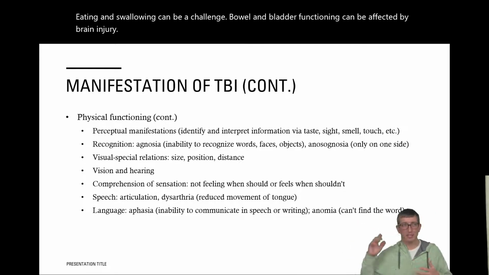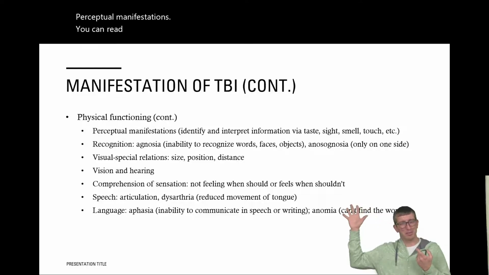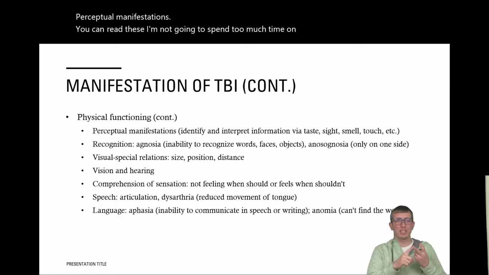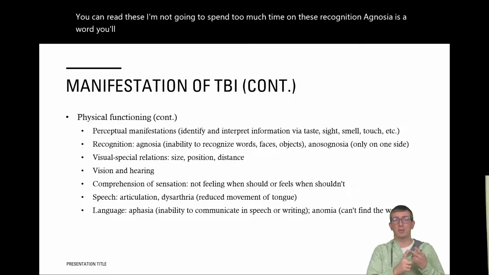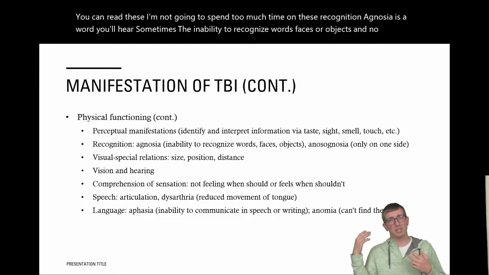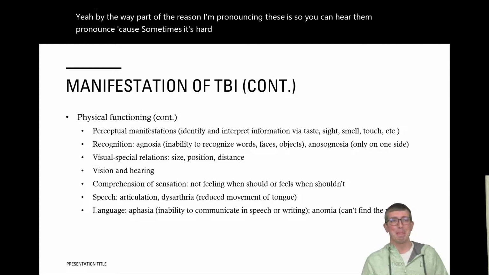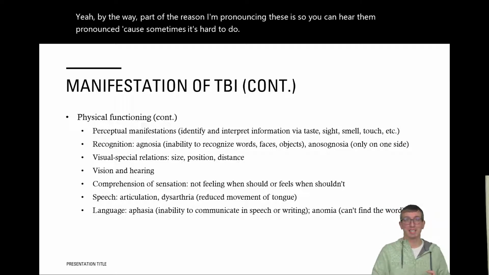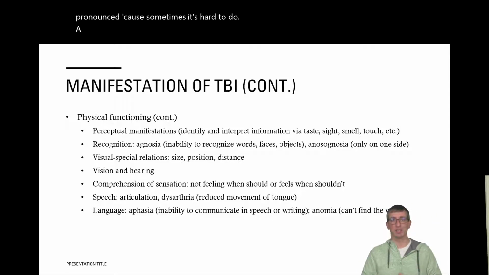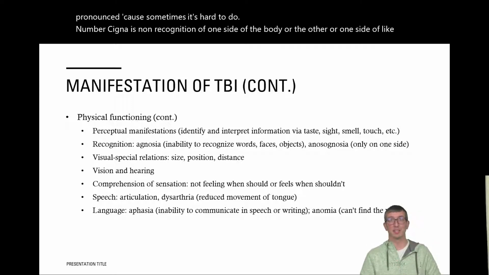Continuing that same list. Perceptual manifestations, you can read these. I'm not going to spend too much time on these. Recognition, agnosia is a word you'll hear sometimes. The inability to recognize words, faces, or objects. Anosognosia. By the way, part of the reason I'm pronouncing these is so you can hear them pronounced, because sometimes it's hard to do. Anosognosia is non-recognition of one side of the body or the other, or one side of your visual space.